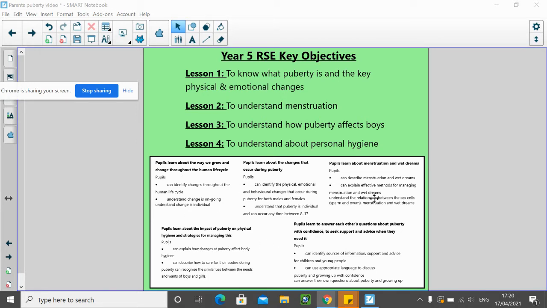You can see here, these are the objectives from the document, and then we've just changed them into child-friendly objectives. In lesson 1, we'll be finding out an overview of what puberty is and what the key physical and emotional changes are. In lesson 2, we talk about menstruation. In lesson 3, we talk about how puberty affects boys. And in lesson 4, we talk about personal hygiene.